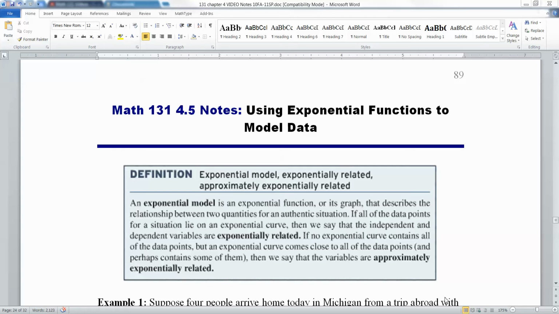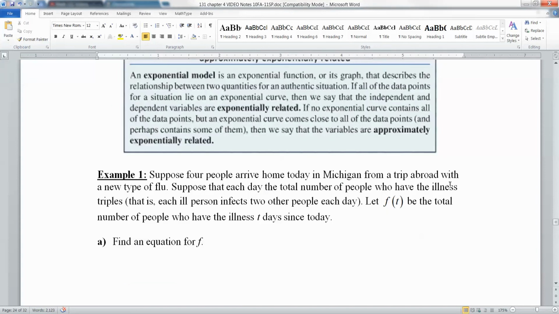An exponential model is an exponential function, or its graph, that describes the relationship between two quantities in an authentic situation. If all of the data points for a situation lie on an exponential curve, then we say that the independent and dependent variables are exponentially related. If no exponential curve contains all the points, but an exponential curve comes close to all of the points, and perhaps contains some of them, then we say that the variables are approximately exponentially related.